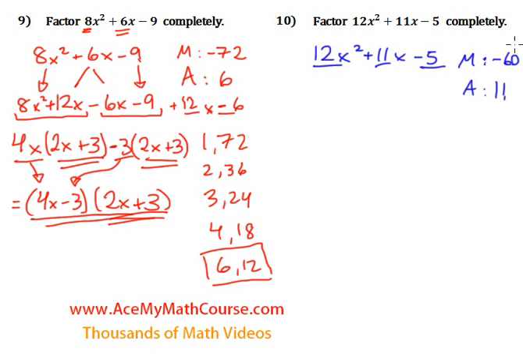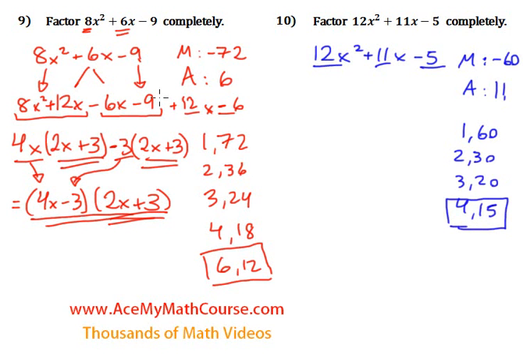So let's find pairs of factors of 60. Pairs of numbers that multiply to 60. You can have 1 and 60, 2 and 30. You can have 3 and 20, 4 and 15. Oh, how about 4 and 15?